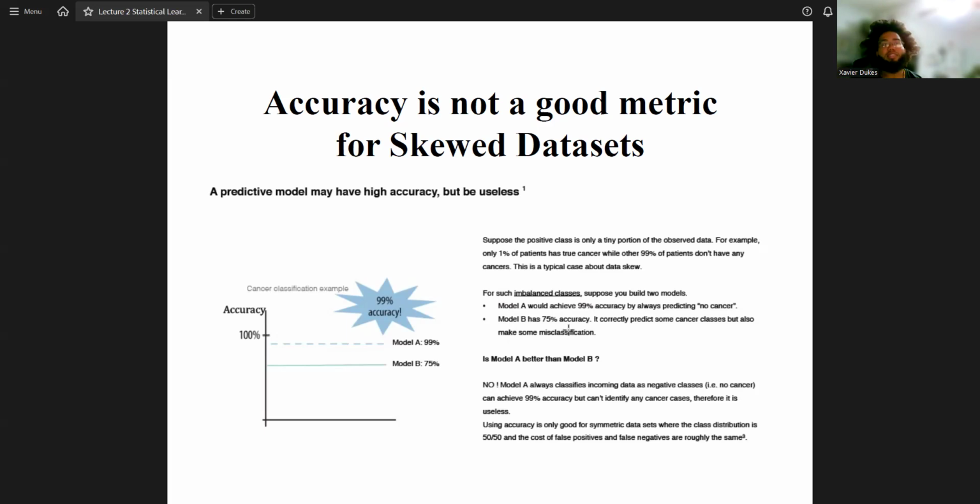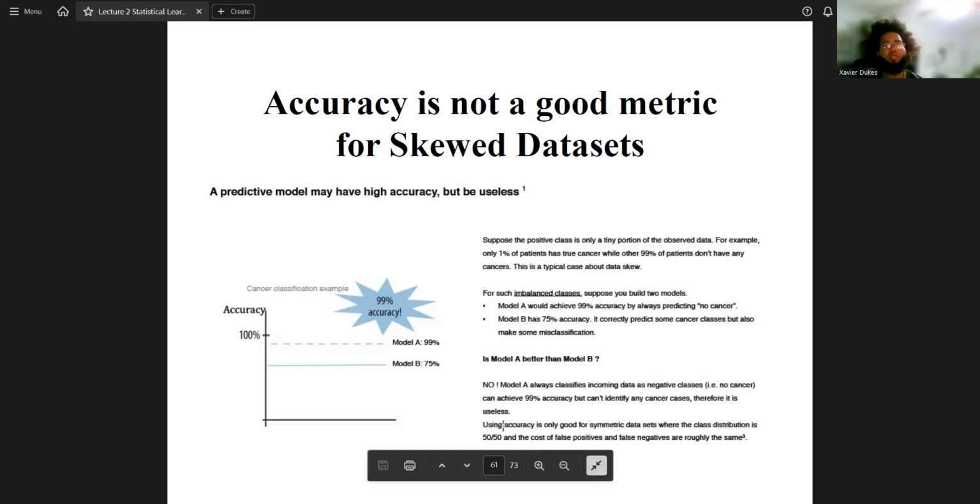Model B has accuracy of 75%. It correctly predicts some cancer, but also has false positives. Is Model A better than Model B? Absolutely not. Incoming data has mostly negative classes, i.e. no cancer, so a model can achieve 99% by consistently always saying no, but it cannot identify cancer when it is there. So therefore, the model is completely useless.